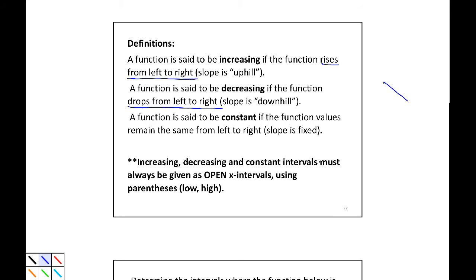So you can imagine this is downhill, this is uphill, and the function is constant if the function values remain the same from left to right, if we have a fixed slope, a zero slope actually. So here we would have a positive slope, a negative slope, and a zero slope. Increasing, decreasing, and constant intervals must always be given as open intervals using parentheses in this form: parentheses low, parentheses high, going from left to right.